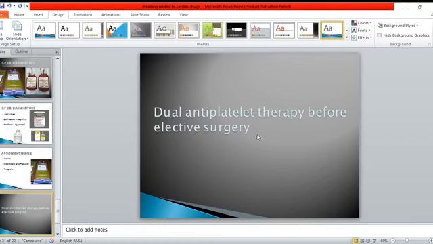If there is high thrombotic risk and low bleeding risk, you continue the dual antiplatelet therapy and you don't stop aspirin or clopidogrel. So you continue both drugs. If the reverse, so if there's a low thrombotic risk and high bleeding risk, we continue aspirin and stop clopidogrel, and we resume clopidogrel once it can be reinstituted, maybe 2 to 3 days after surgery.